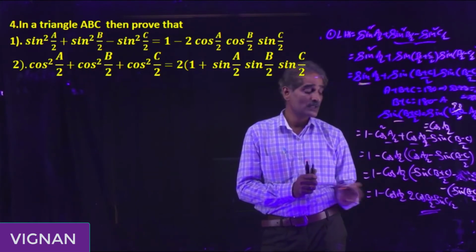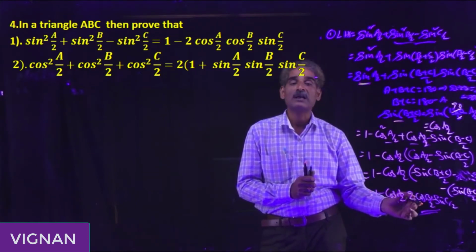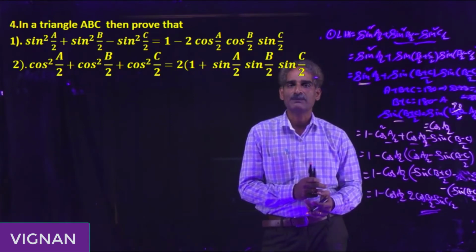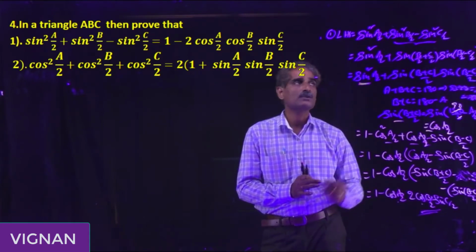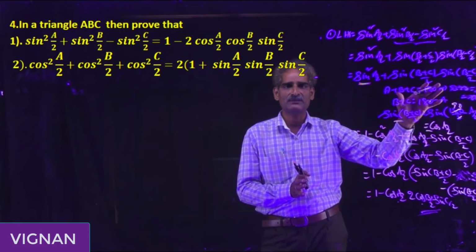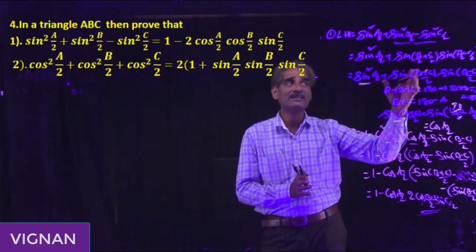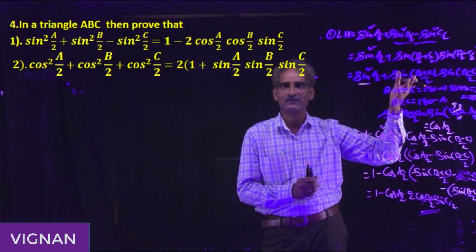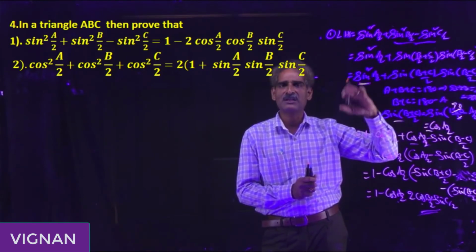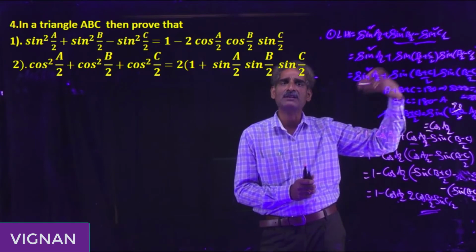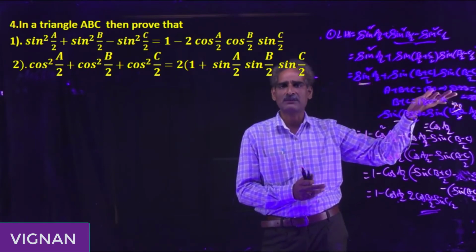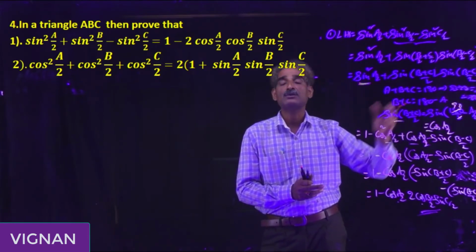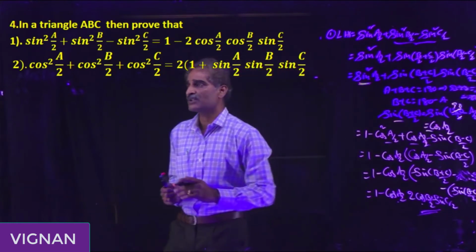1 minus 2 cos a by 2 cos b by 2 sin c by 2. Okay. So this is the direct method with the help of the sin square a minus sin square b formula. Square formulas in transformations. Sin square a minus sin square b we are expressing in product form. So here observe the second problem.